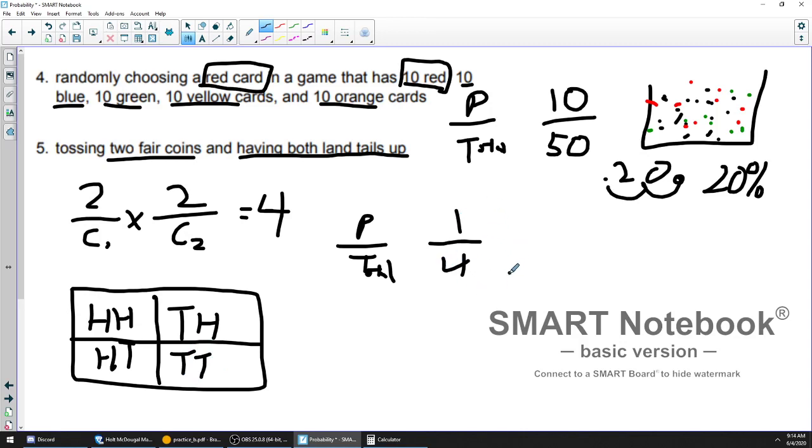If you divide it, you get 0.25. I can move my decimal place 2 points over to get 25%. Remember, 2 fair coins. So we have 2 coins, coin 1, coin 2. There are 2 sides to each coin for a total of 4 possible combinations. And there's only one combination that has tails, tails. That's where this 1 comes from.